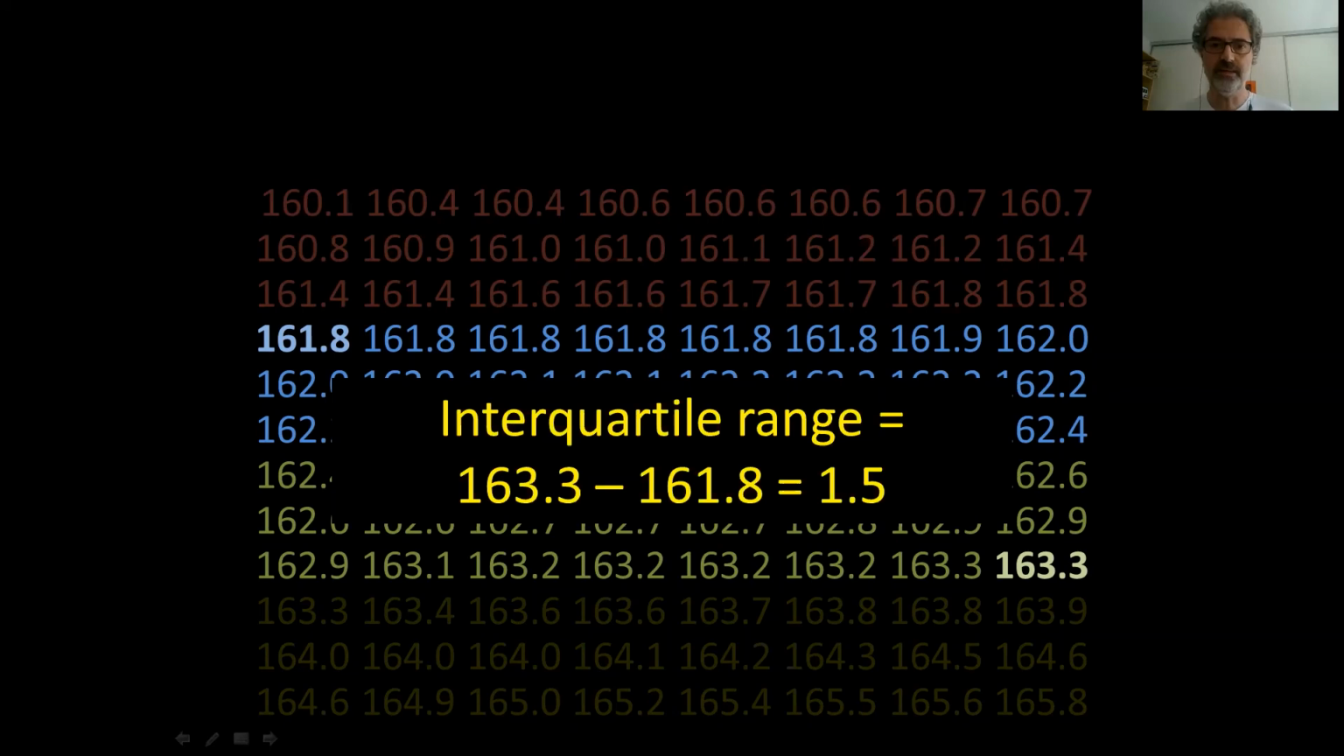The first quartile is the endpoint of the first quarter. The second quartile is the median. The third quartile is the end of the third quarter. And then the end of the fourth quarter is the maximum.